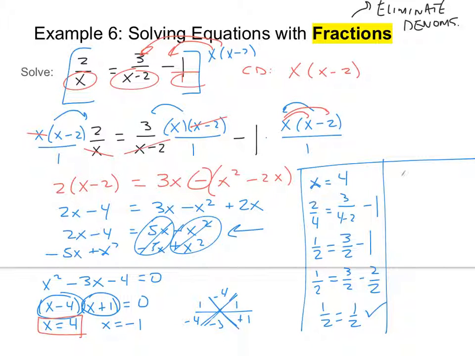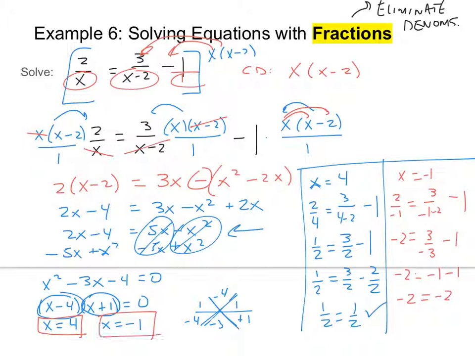On the other one, with x equals negative 1, I put in 2 over negative 1 is equal to 3 over negative 1 minus 2 minus 1. So I have negative 2 equals, and now I've got 3 over negative 3 minus 1, so negative 2 equals negative 1 minus 1, so negative 2 equals negative 2. And that's a good solution as well. Making sure to check those solutions when we get done. Okay? Very important steps there.